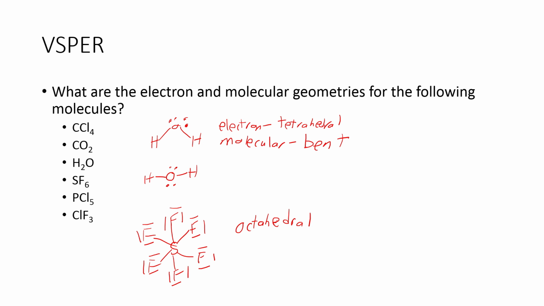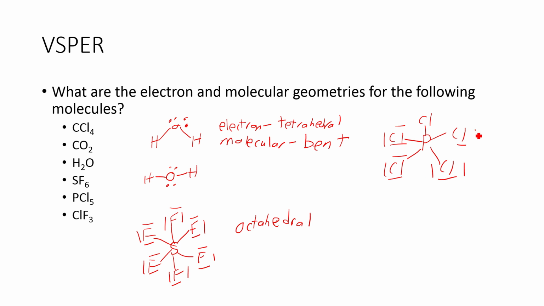Okay, that's octahedral, and that's the same for the electron and molecular geometries because there are no lone pairs. So let's do another. We've got PCl5. So PCl5 is going to be phosphorus bonded to 5 chlorines. Again, you want to make sure that you can actually do these Lewis structures. So please actually make sure this works out for you.